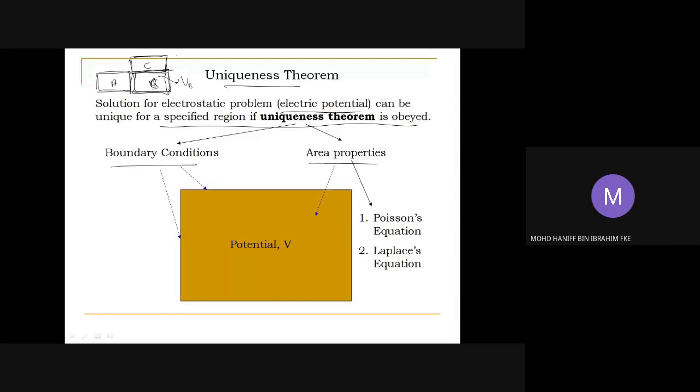The same thing happens with region C, where it has its own boundary and its own area properties, so we're going to have a unique solution of potential in region C. The same thing happens for region A. It means that the solution for a potential is unique only for that particular region, which is bounded by its own boundary conditions and also fulfills specific area properties, either Poisson's or Laplace's. So this is what we mean by the uniqueness theorem.